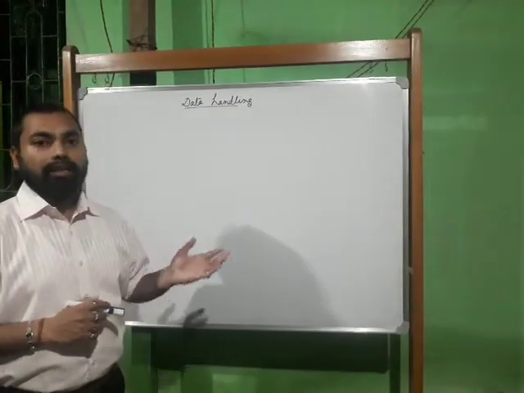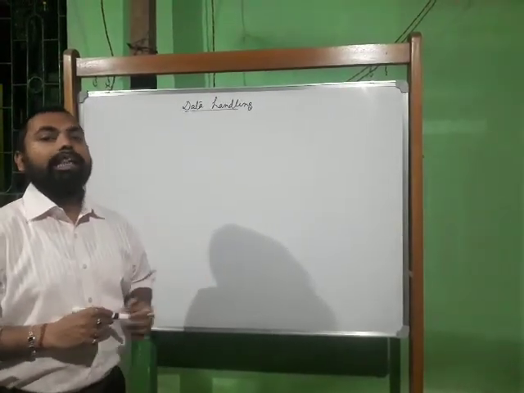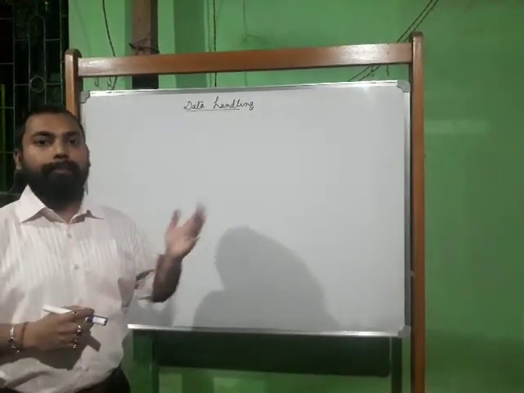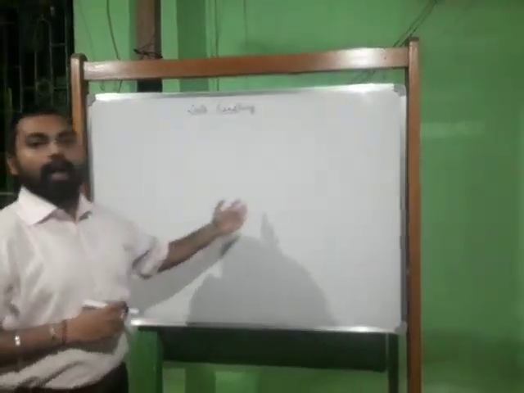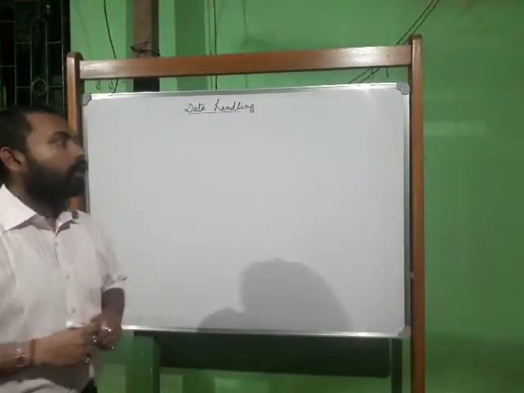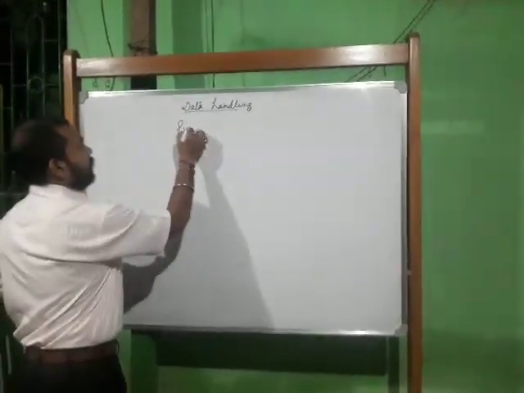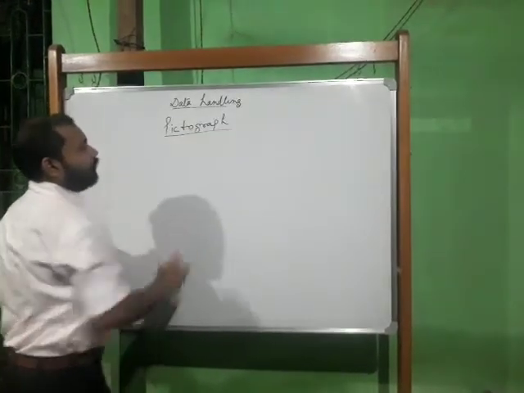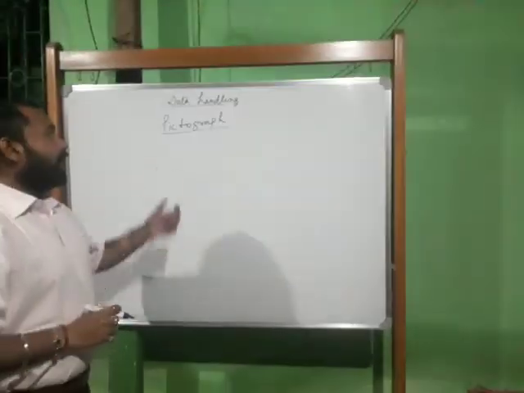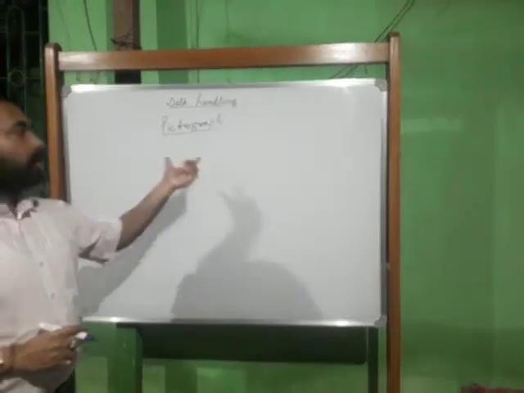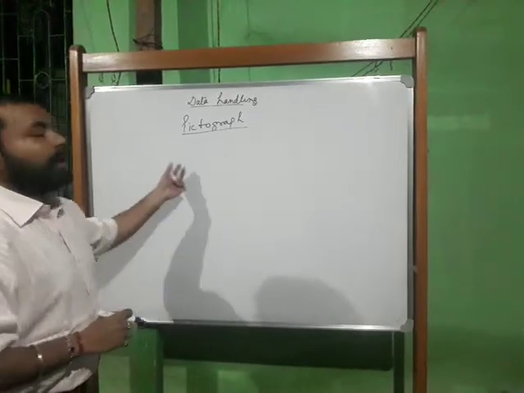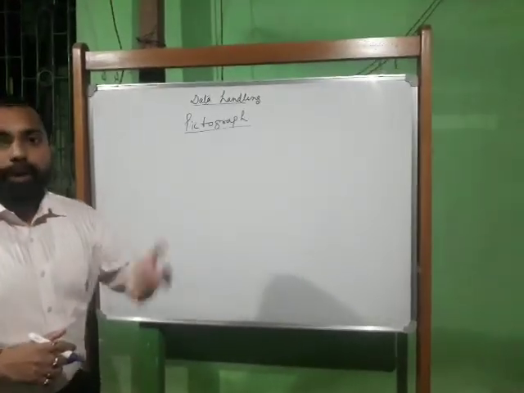In your earlier classes you have learned how to represent data in pictograph. So let us do one revision of pictograph, then we will move to bar graph and pie chart. Okay, so pictograph, from the name itself you can say, pictures. This is a type of graph which consists of pictures, and those pictures only will give you the information.